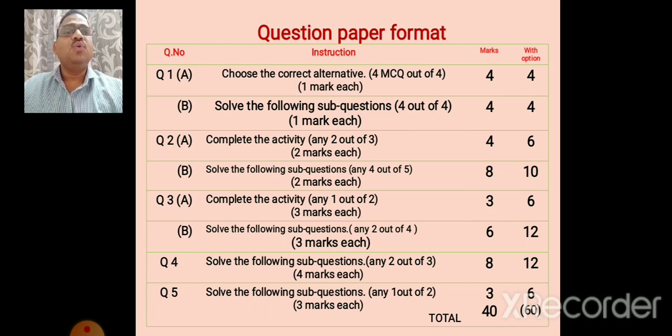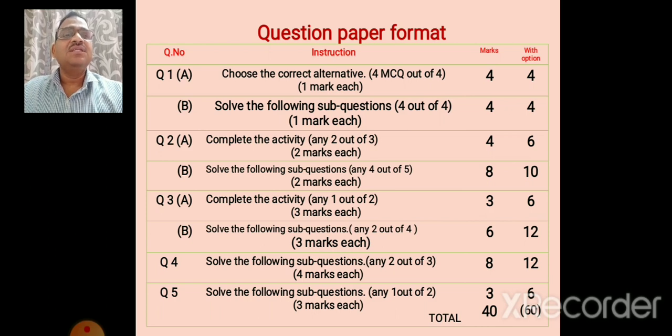Then question number 2B, solve the following sub questions. You have to give 5 sub questions. Out of this, you have to solve any 4 sub questions, 2 marks for each. That is, question number 2B is for 8 marks and total question 2 is for 4 plus 8, that is 12 marks. Question number 3A, complete the activity. Again we have to give 2 activities, and you have to solve only 1 activity, 3 marks for each. That is, question number 3A is for 3 marks.